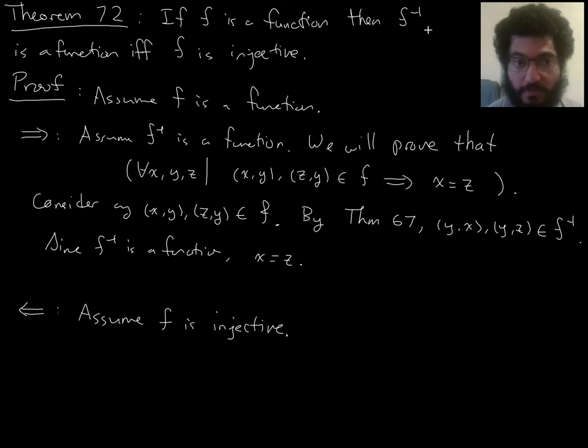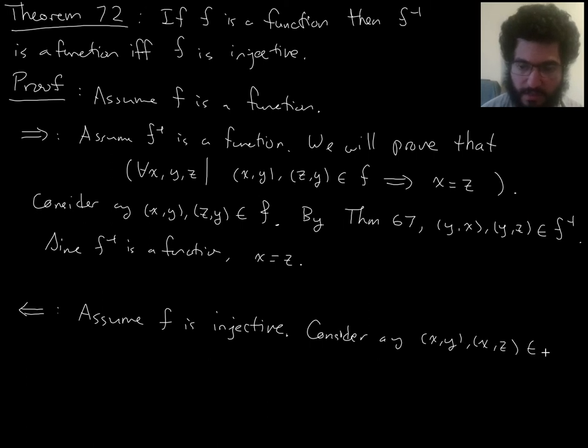Now I'm going to try to prove that f reverse is a function. So to do that, consider any situation where you have two pairs, x, y and x, z, in f reverse, and then we'll try to show that y equals z. That's how you show something is a function, right? I guess we also have to say f reverse is a set of pairs. Yeah, maybe I should say that.